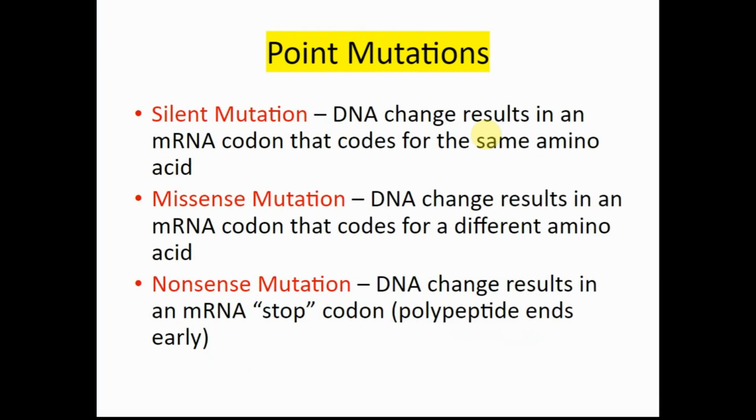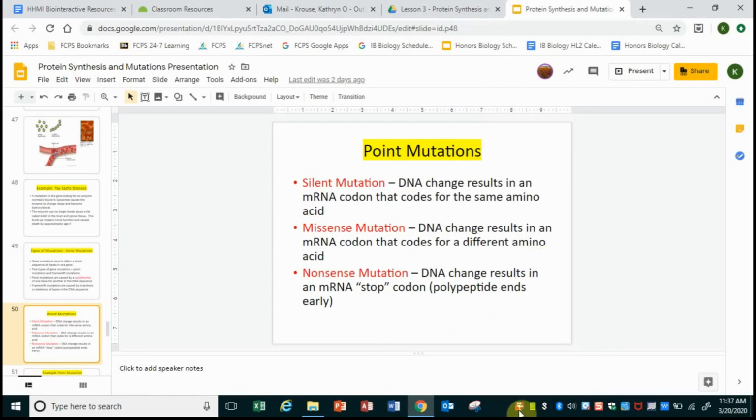Now, a missense mutation is when changing the DNA changes the mRNA codon and you end up with a different amino acid. And then the last type is a nonsense mutation, where changing the DNA ends up changing your mRNA to a stop codon, which, remember, terminates the polypeptide. So this will end the polypeptide early, and especially if this happens at the beginning of the sequence, that could be really bad because you could have a very short truncated protein.